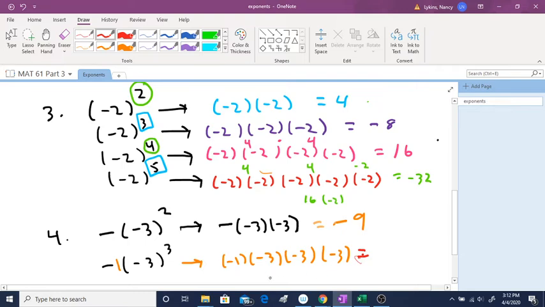So what is my answer? Okay. 1 times 3 is 3. Times another 3 is 9, times another 3 is 27. And it's going to be a positive 27.